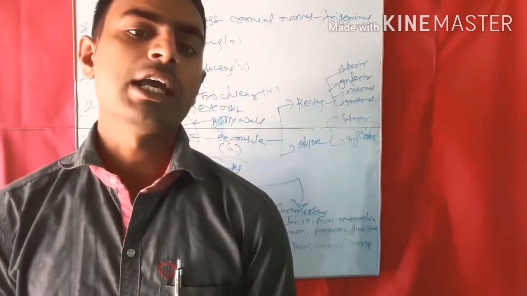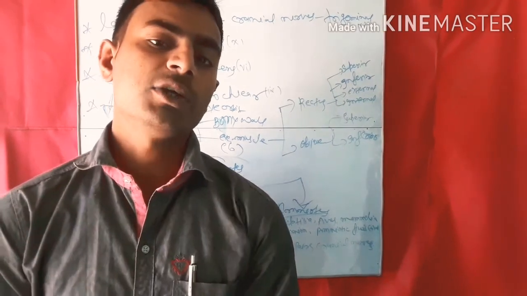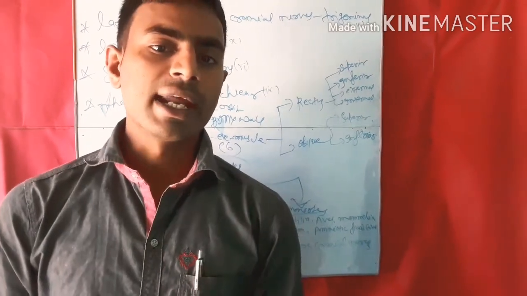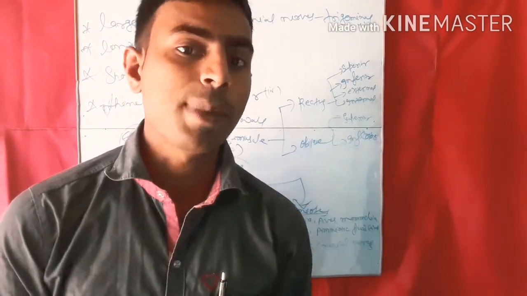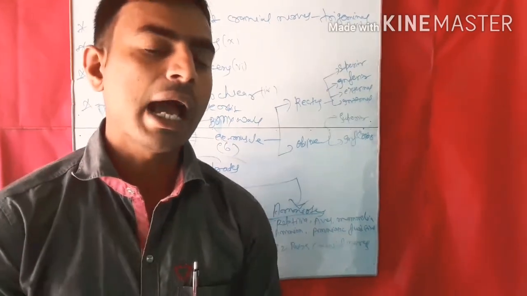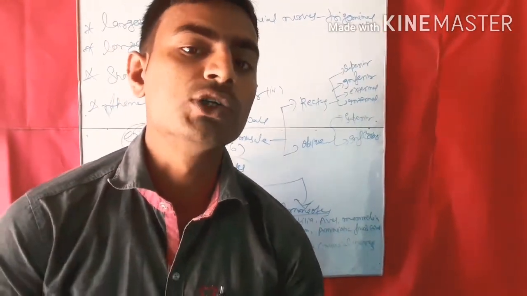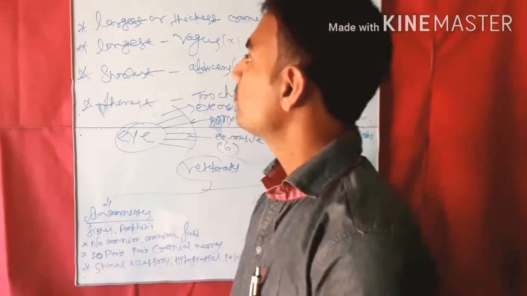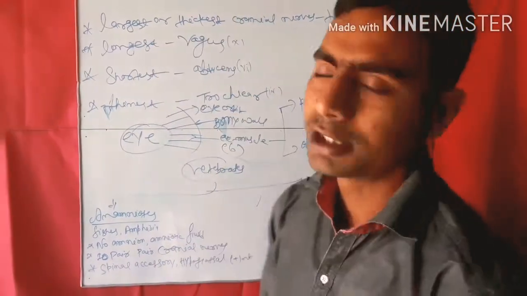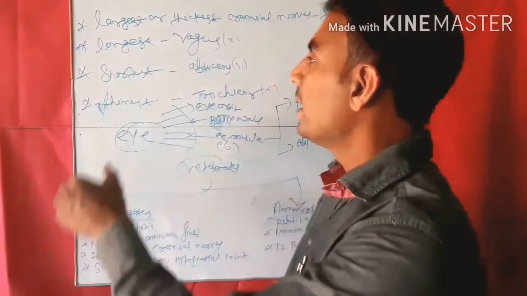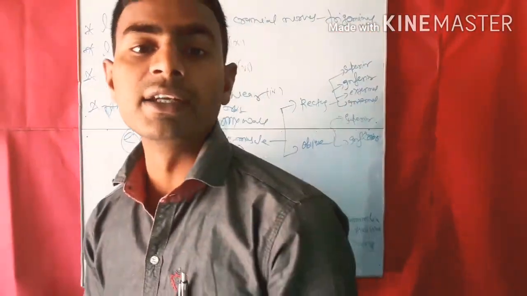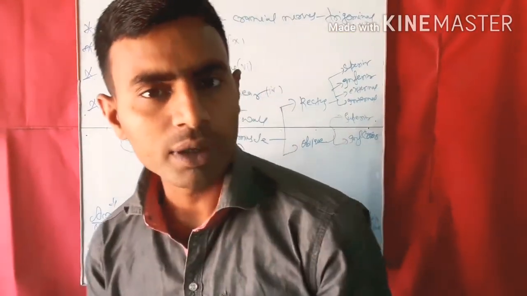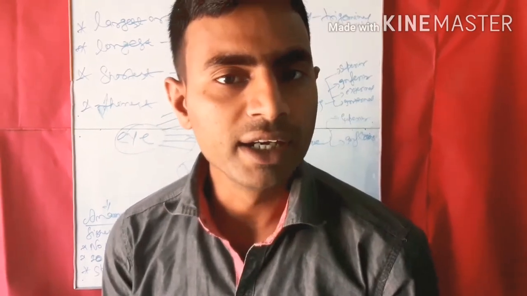In the previous classes I have told you that the human peripheral nervous system consists of 12 pairs of cranial nerves and 31 pairs of spinal nerves. In the previous classes I studied the 12 pairs of cranial nerves well. I studied that the largest or thickest cranial nerve is the trigeminal, which is the fifth cranial nerve.